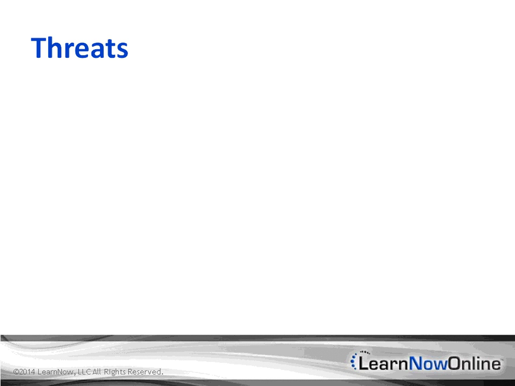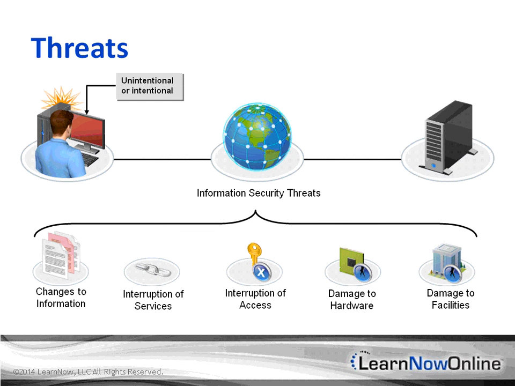When we're talking about computer security, we have a few terms that we need to be aware of. Threats is the first term here, and in the realm of computer security, a threat really is any event or action that could lead to the violation of security policy, or an interruption of service, or damage to hardware, damage to facilities. We've got these different threats.